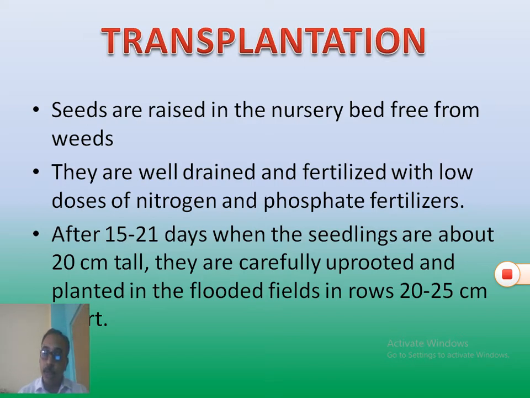Now just understand this part. Carefully uprooted means along with the roots. Okay, they are not just cut, they are uprooted properly. And this is what is transplantation. And again, they are planted in the flooded fields in rows 20 to 25 centimeters apart.